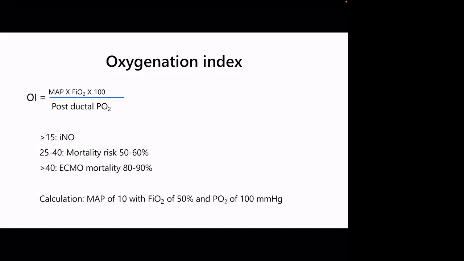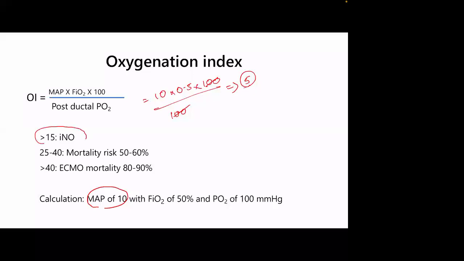So in hypoxemia, one major index we have to look at will help in the prognostication. That is known as the oxygenation index. The oxygenation index is the mean airway pressure times FiO2 times 100 divided by the post-ductal PO2. So if a MAP of 10 with an FiO2 of 50%, times 100, divided by a PO2 of 100, the oxygenation index is 5. So it's a good oxygenation index, because if it is going above 15, that is the time for iNO in case of PPHN.